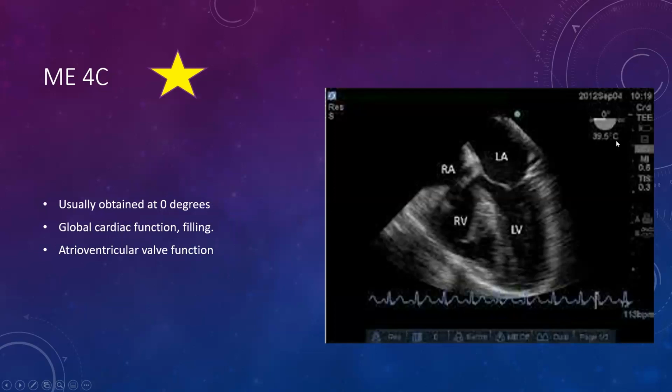One other thing that I think should be noted right up here is the temperature. The TEE probe heats up. So one other complication of TEE that can cause esophageal injury is you can cause thermal esophageal injury. Therefore, I would recommend, whenever not actively obtaining images, to freeze the probe so that it does not generate as much heat. Anyways, in this mid-esophageal 4-chamber view, you get great imaging of global cardiac function.